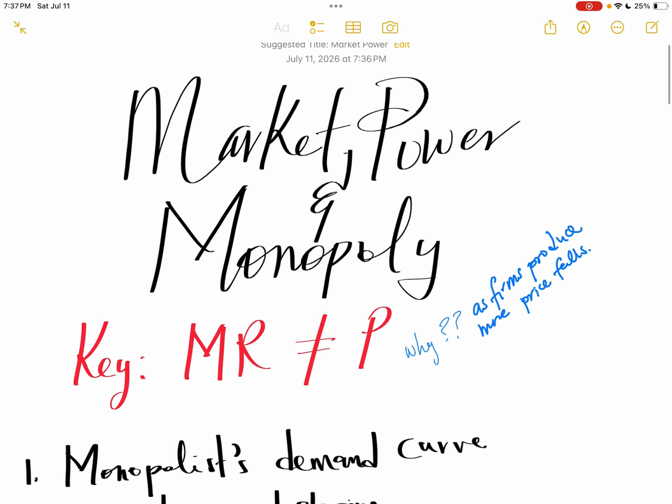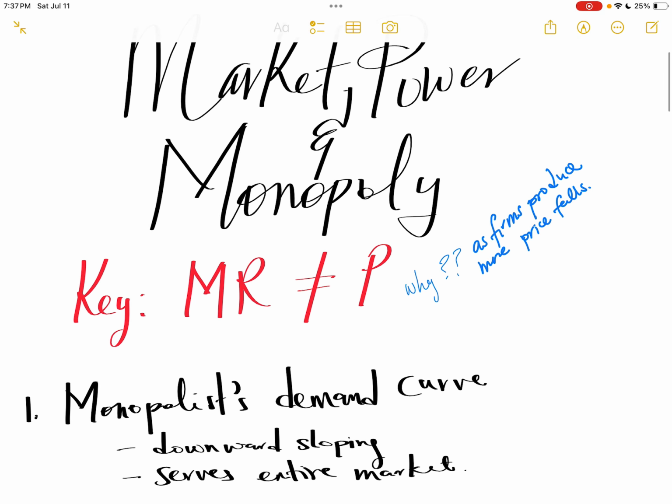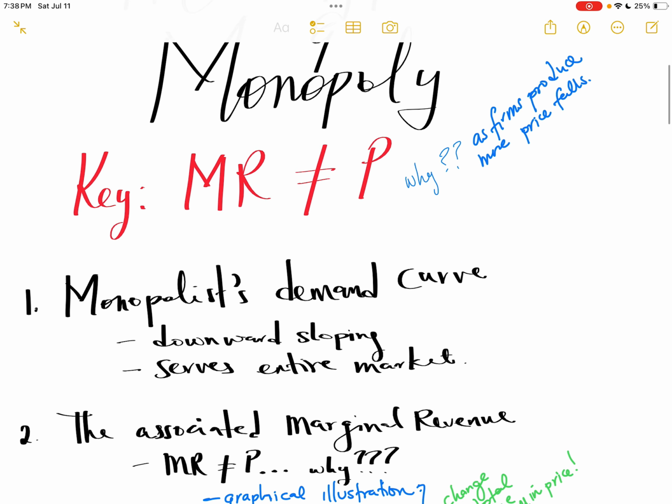Market power, and the monopoly. The key here is marginal revenue is not equal to price for the monopoly. The reason why is as a firm produces more output, price will fall. Now, the monopoly has a downward sloping demand curve. The monopoly is serving the entire market. In fact, the monopoly is a price maker, unlike perfect competition firms who are price takers, right?